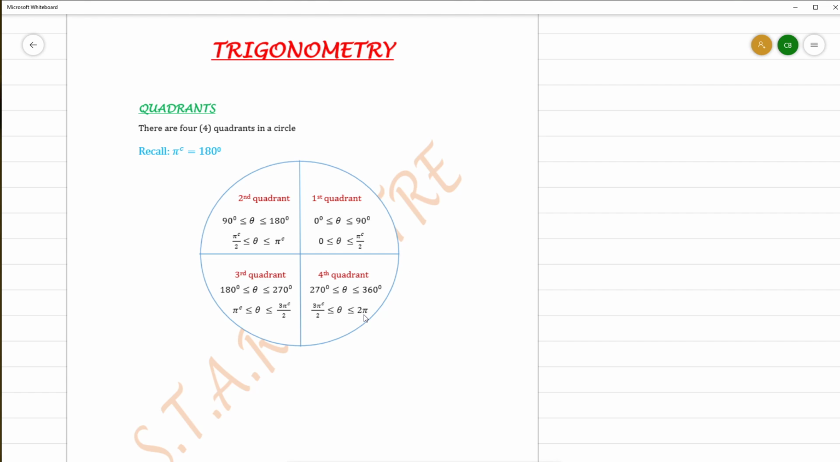And the quadrants are always in this order. This one is always first, going in an anti-clockwise direction. This is second quadrant, third quadrant, and fourth quadrant.